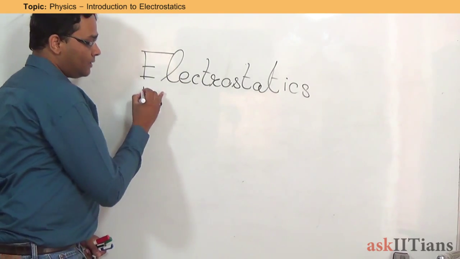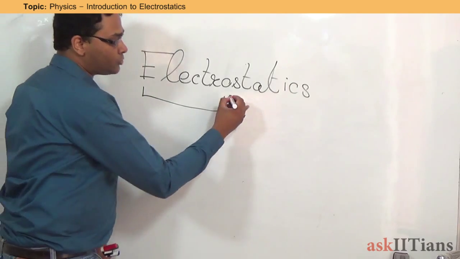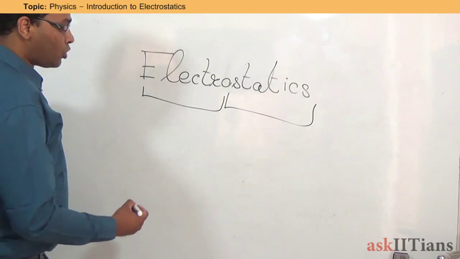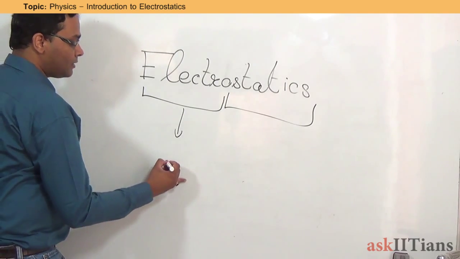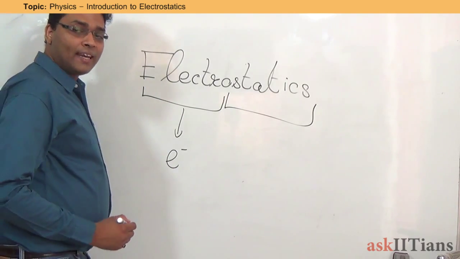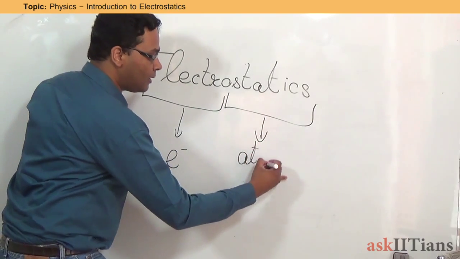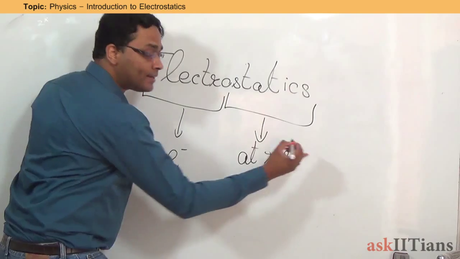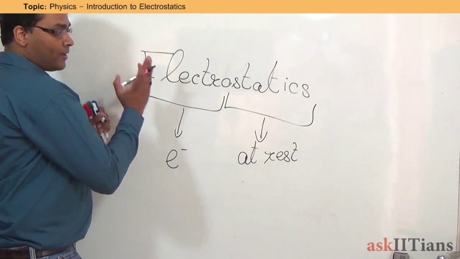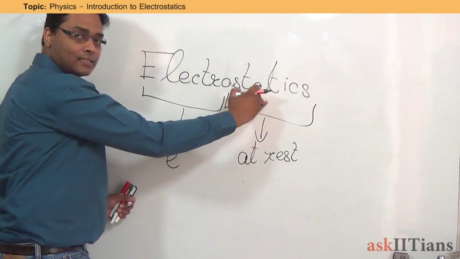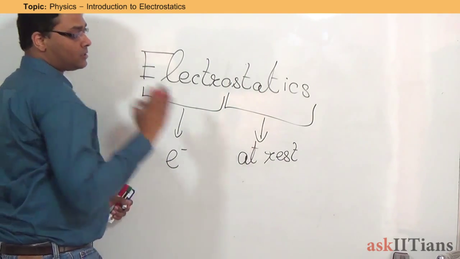How do I know that? Let me just break this word into two parts. These are the two parts, let's say. So electro comes from the word electrons, and statics means at rest. So we have electro standing for electrons, statics standing for at rest.